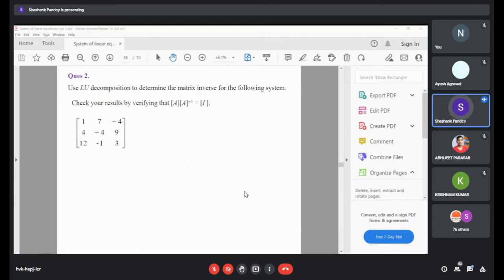Only solving through hand calculation will give you the knowledge about this topic. You may easily put these coefficients in your scientific calculator, and your calculator will give you the inverse of this matrix. But this will not serve the purpose.